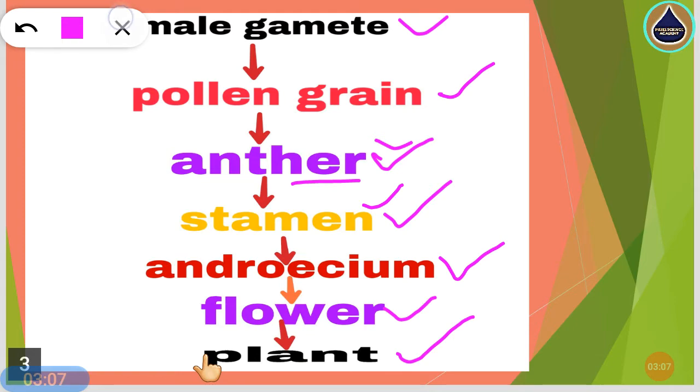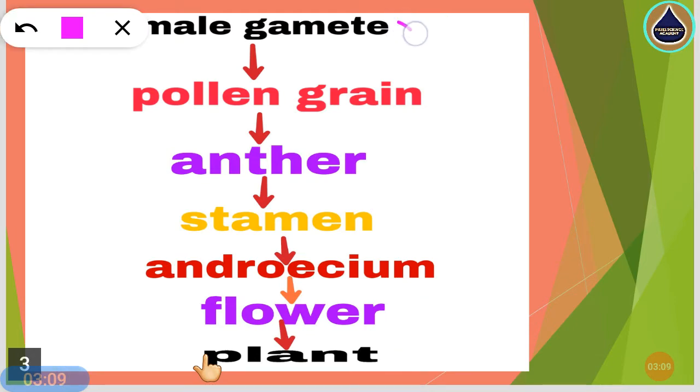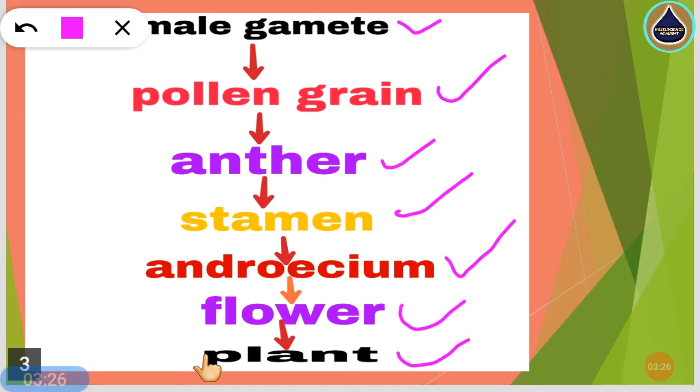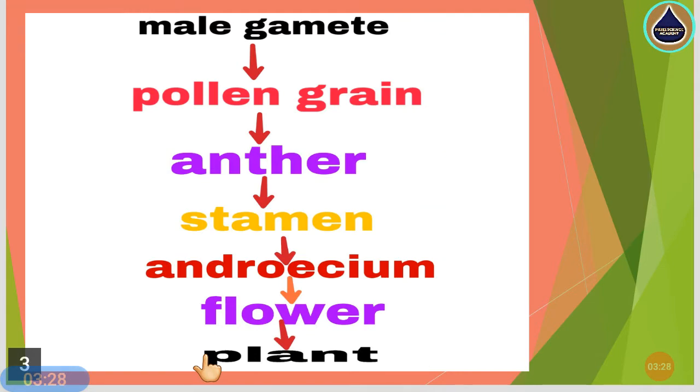So this male gamete is formed in the pollen grain, which is present in the anther, which is part of the stamen, the single unit of the androecium. The androecium is the male part of the flower. The flower is part of the plant. So you can first understand about this male gamete. I hope you have understood it.